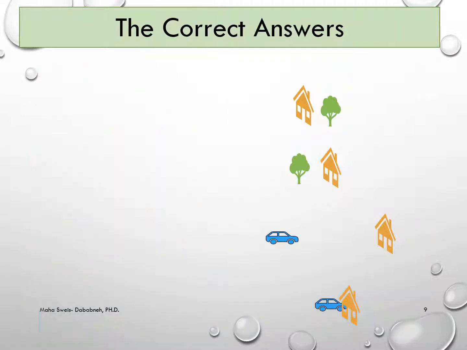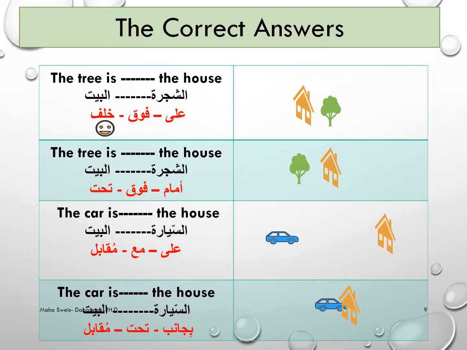The correct answers: الشجرة خلف البيت, behind. The tree is behind the house. الشجرة أمام البيت, in the front of. السيارة مقابل البيت, across from the house. السيارة بجانب البيت. Let's do more practicing.